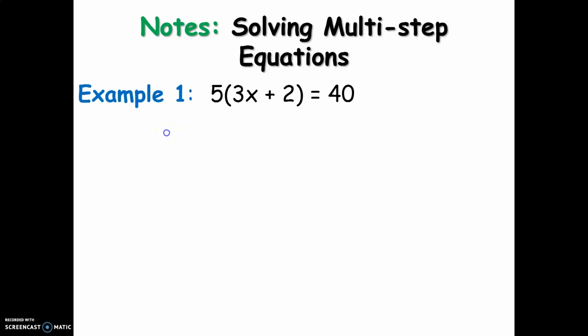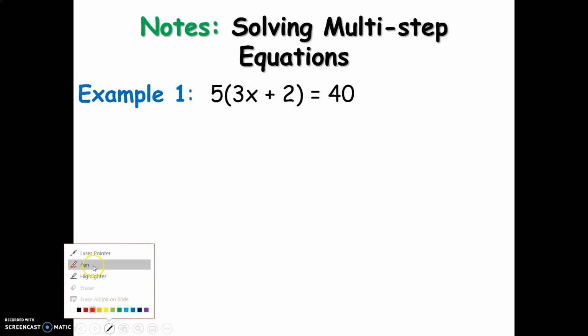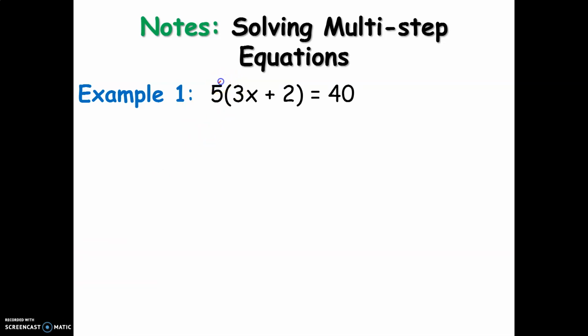Alright, the next few examples are going to use the distributive property. Example 1. 5 times 3x plus 2 is equal to 40. In mathematics, when a number touches a parenthesis, as shown here, we know that it means multiply. So we will use what is called the distributive property. The distributive property says that if I have a number outside of parentheses, that is a factor that can be shared with the terms inside the parentheses.